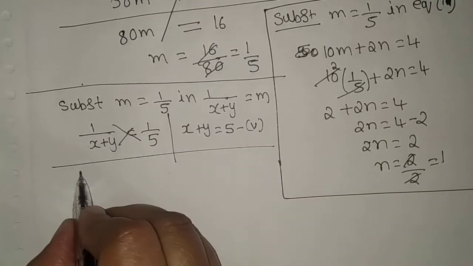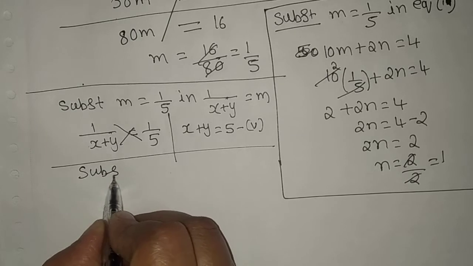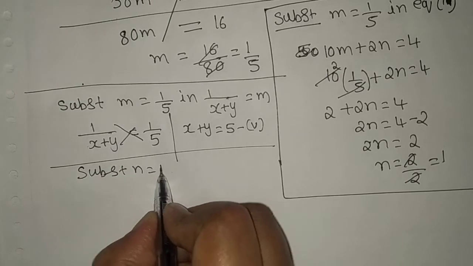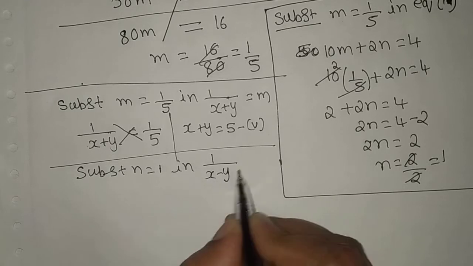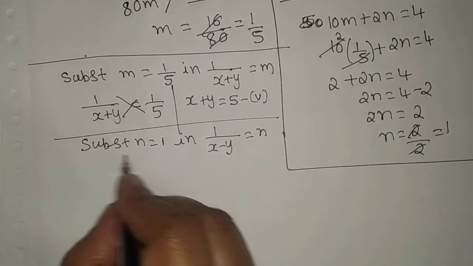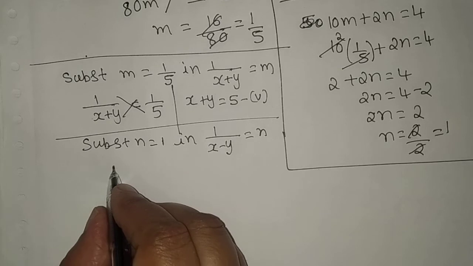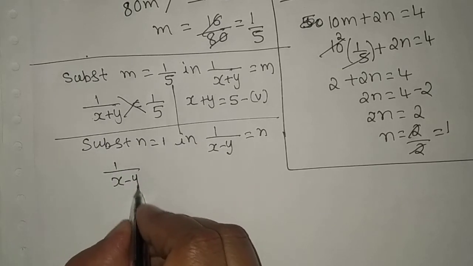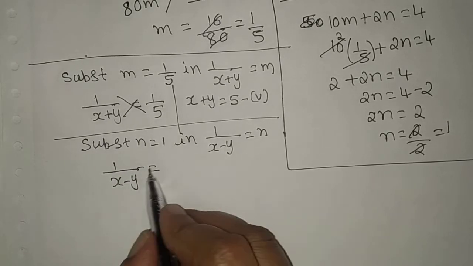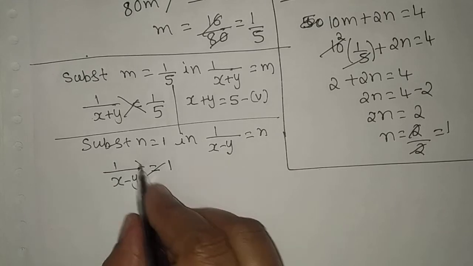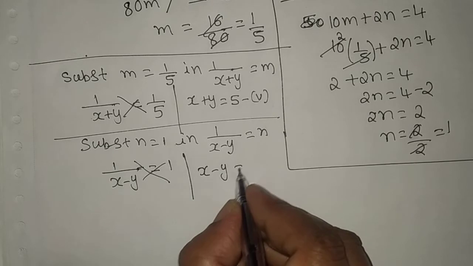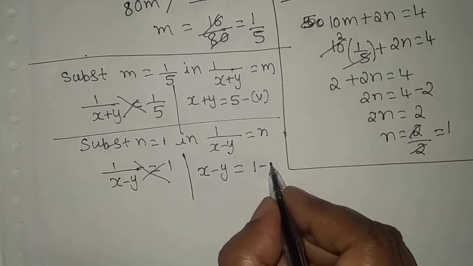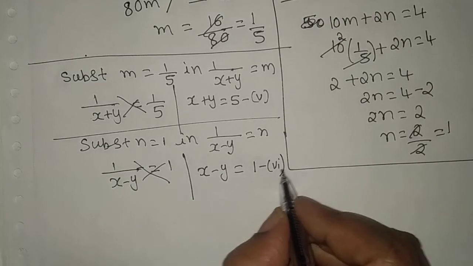So next is substitute n is equal to 1 in 1 by x minus y is equal to n. So after this we have 1 by x minus y is equal to how much? n is 1. Cross multiply this, that is x minus y is equal to 1. So this will be the sixth equation.